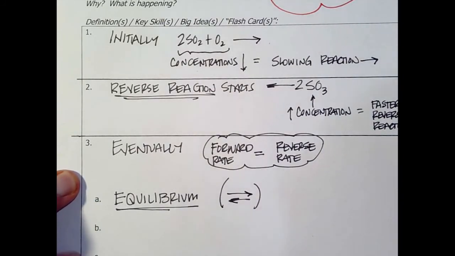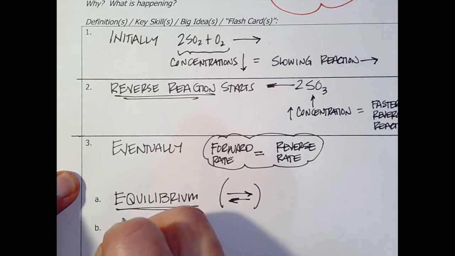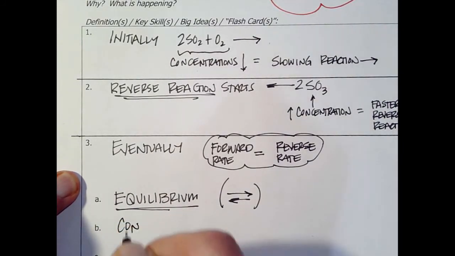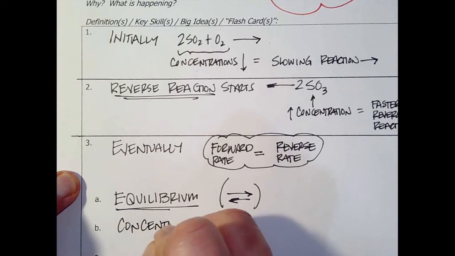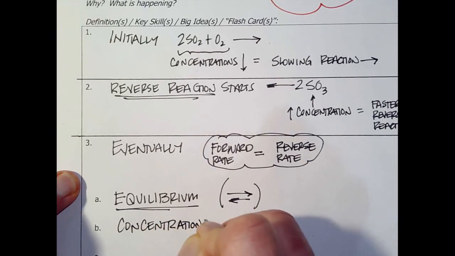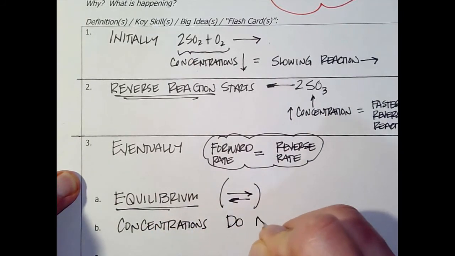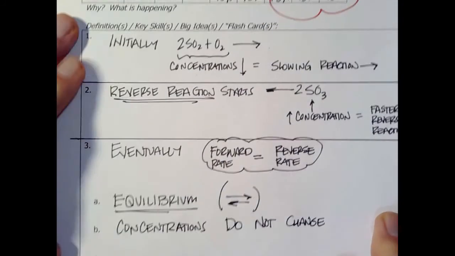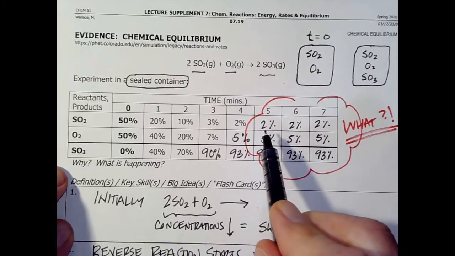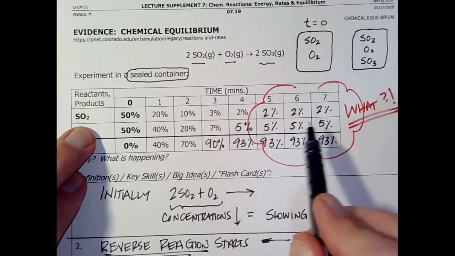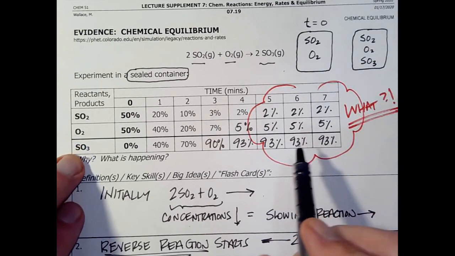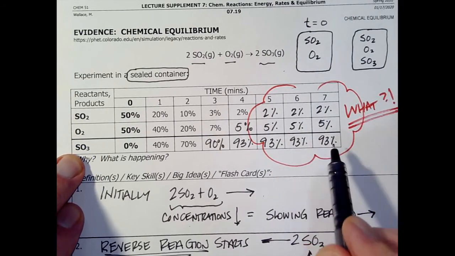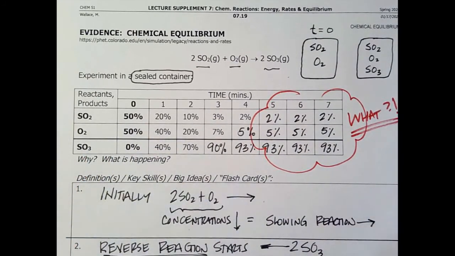Now here's what we notice. In the same way your position won't change on that escalator, the concentrations will not change. Concentrations do not change. Notice what happened up here. SO2, 2%, 2%, 2%, and SO3, 93%, 93%, 93%. I notice there's no change. Maybe the reaction has stopped.